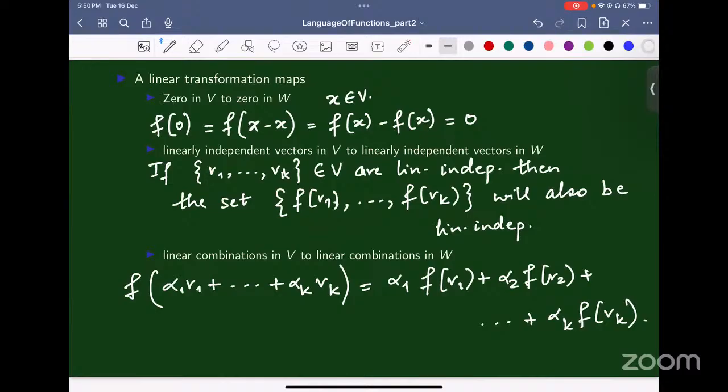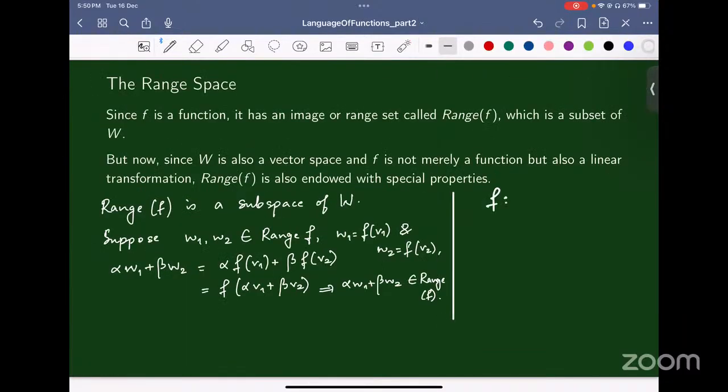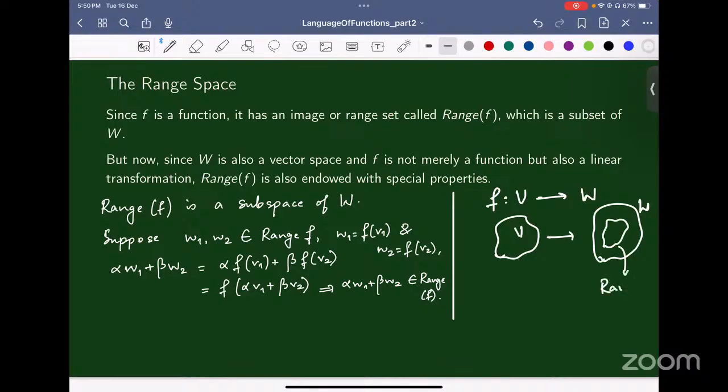So if f maps a vector space V to W, and the range of f falls in here, then the basis of V, which is a linearly independent set in V, gets mapped into the range of F. And the images of these elements will stay linearly independent inside the range of F.